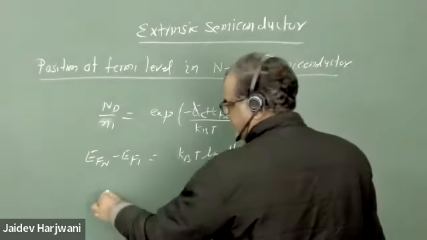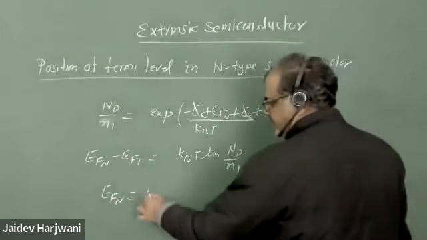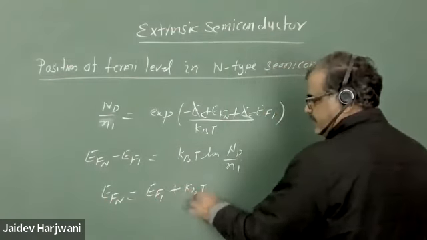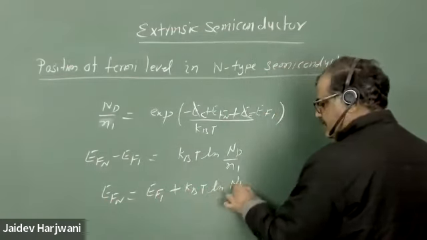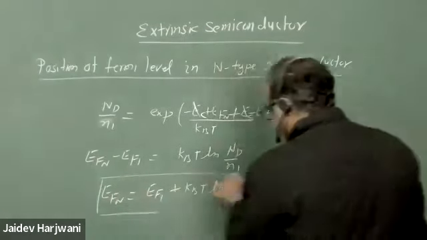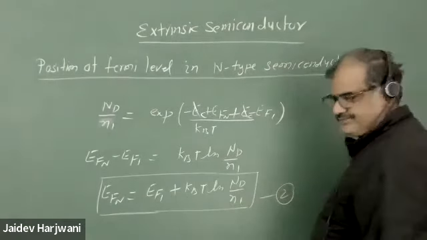Now I can write my EFN is equal to EFI plus KBT ln ND upon NI. So this is the second formula for position of Fermi level. So this is a useful formula.